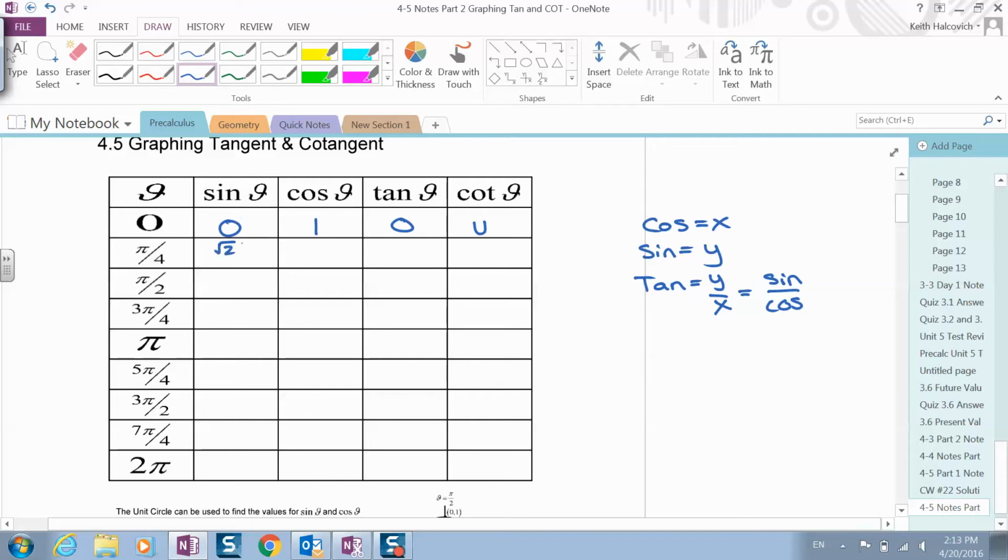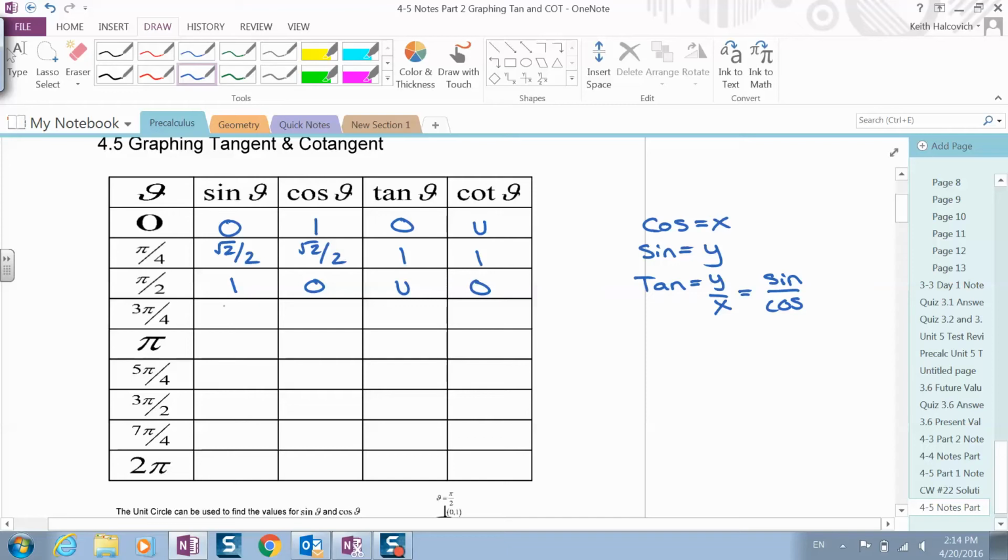At pi over 4, it's root 2 over 2 and root 2 over 2. When you divide the same things, you get 1 for each of them. At pi over 2, the sine is 1, the cosine is 0. So 1 over 0 gives you undefined, but 0 over 1 gives you 0.